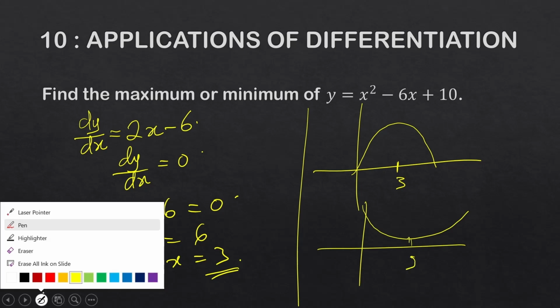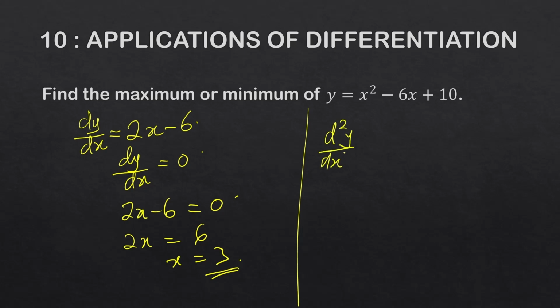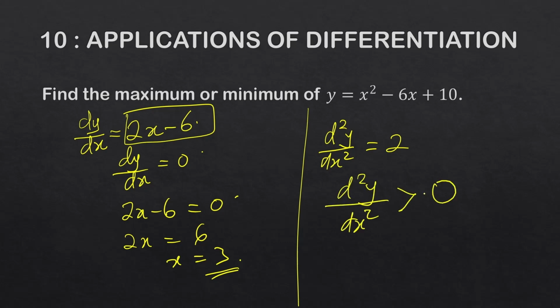So let me clear up. I was just using that to create the picture for you to understand what we are doing. It's not just solving maths, we are doing application. So at this point, I'm going to substitute. I'm going to do another derivative. So d squared y over dx squared is going to be equal to, I'm going to differentiate this. So I'm going to have 2. Now, if you check very well, d squared y over dx squared is greater than 0.